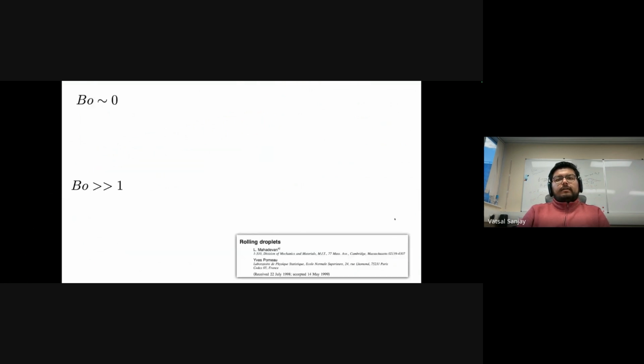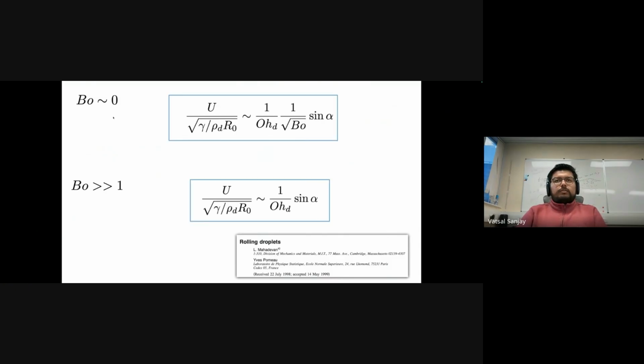In fact, you can ask the question, what is the velocity? And this was asked and answered by Mahadevan and Pomeau in 1999, where for the cases where the dimensionless weight of the droplet goes towards 0, we have a pearl-shaped droplet, and that has a velocity scale which is inversely proportional to the dimensionless viscosity of the drop, given by 1 over Ohnesorge d over here, and is directly proportional to sine alpha. And then we have a 1 over square root Bond number, which comes from the fact that we have a footprint of the droplet in contact with the surface, which is a function of the Bond number, and it gives you the scaling.